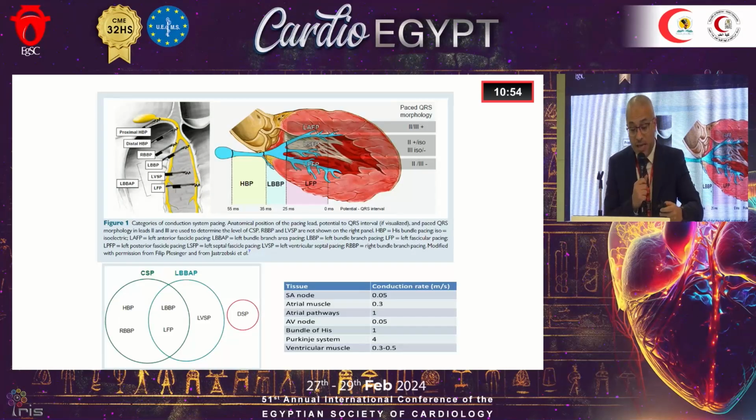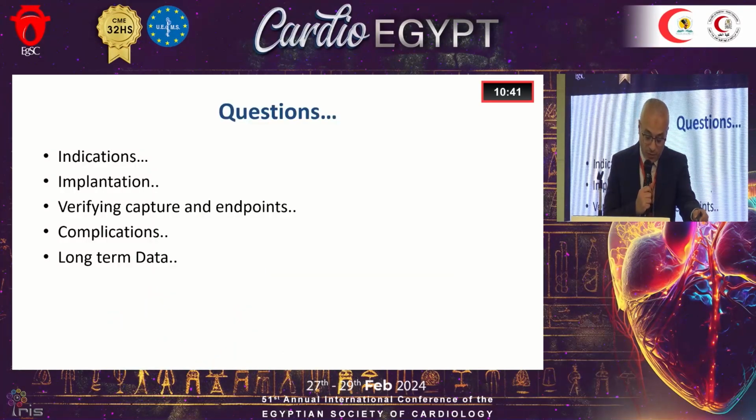And all of this is left bundle area pacing, where the main idea is to capture the Purkinje fibers, making the ventricle contract as one unit and eliminating the dyssynchrony that happens with conventional right ventricular pacing, as we know. So we have some questions about conductive system pacing. The indication: is it for every patient to implant a conductive system pacing or not? The implantation technique, verifying the capture endpoints, the complications, and the long-term data.